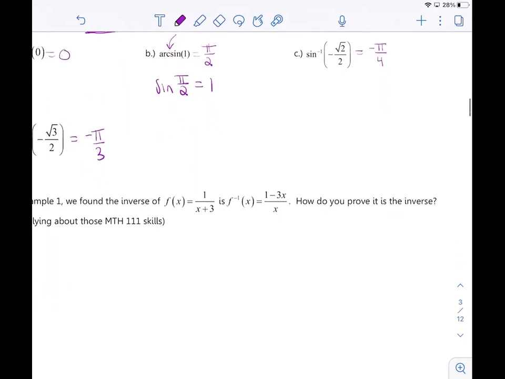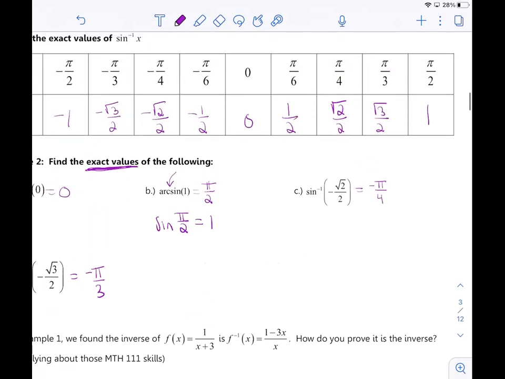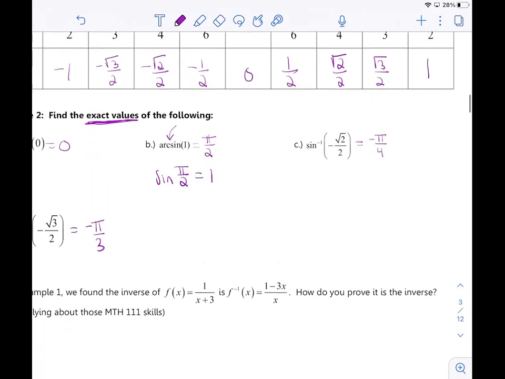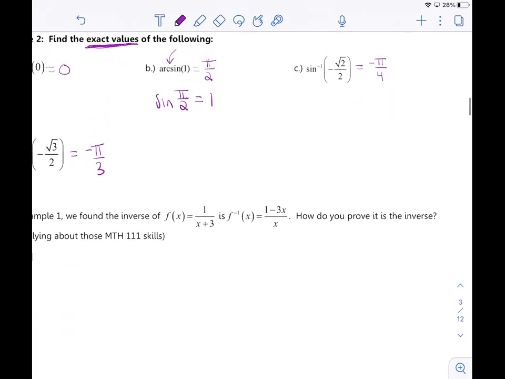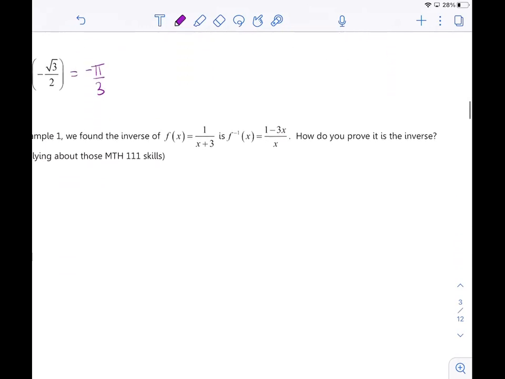Now, of course, it can't be that easy, right? We would run out of problems really fast because we don't have many things there on our chart. So let's make it a little more interesting. So let's one more time talk about something you've learned before in these 111 days. And so I even said I wasn't lying about those skills.